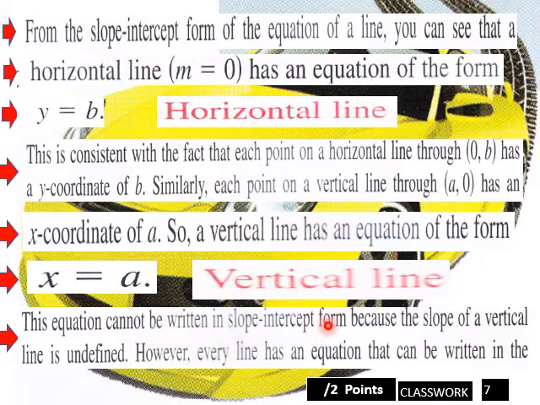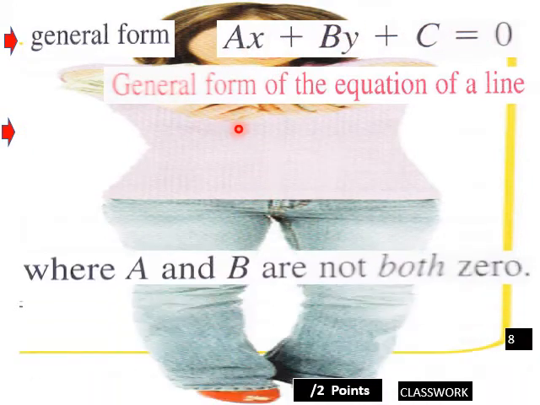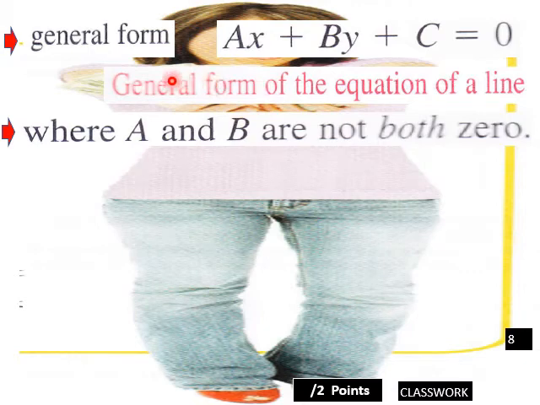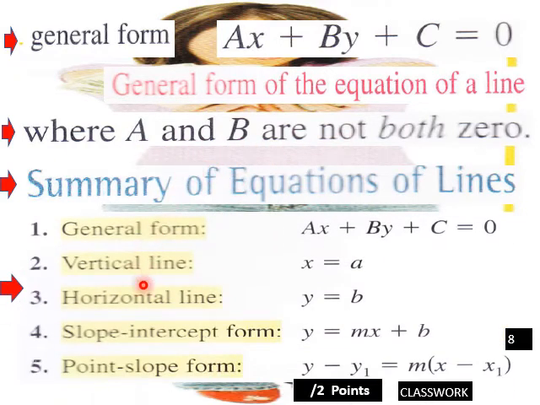However, every line has an equation that can be written in general form: Ax plus By plus C equals 0, the general form of the equation of a line, where A and B are not both 0. Summary now. Summary of equations of lines. Here's a great summary for the equations of lines. Students, get this down: general form, vertical line, horizontal line, slope-intercept form, and point-slope form here.